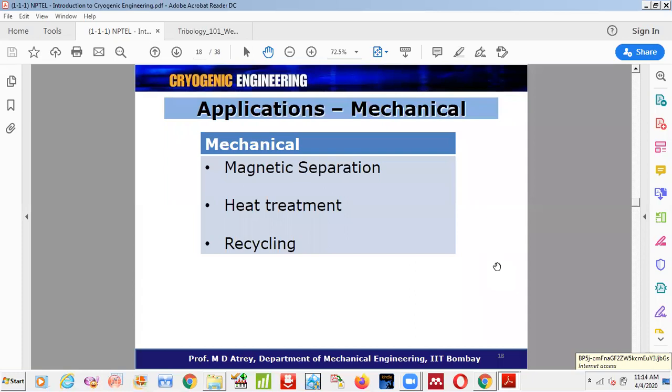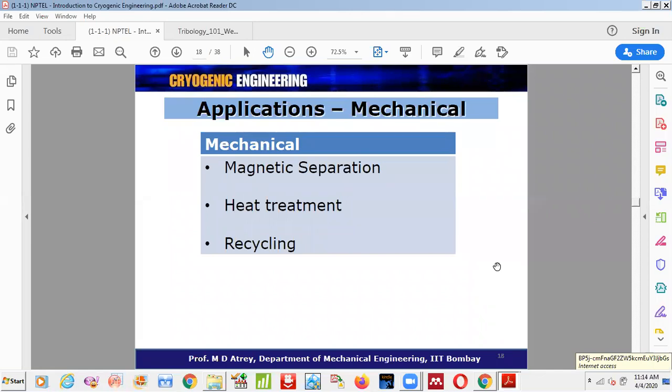Now, in the mechanical applications, basically it has got three stages. One is a magnetic separation of the gases, then the heat treatment, and then the recycling. Basically, what happens? Yesterday I was talking about the Linde single mode and the Linde double mode. We were discussing that Linde method, wherein the first one is a magnetic separation.